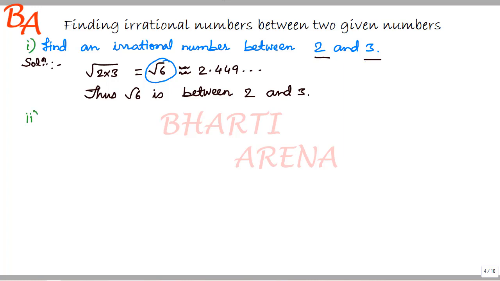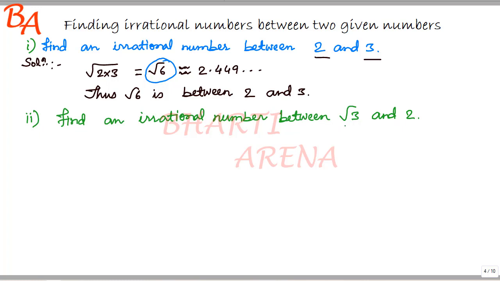The next problem we are going to take here is: find an irrational number between root 3 and 2. So here one is an irrational number and the other is a rational number. How can we find it out?